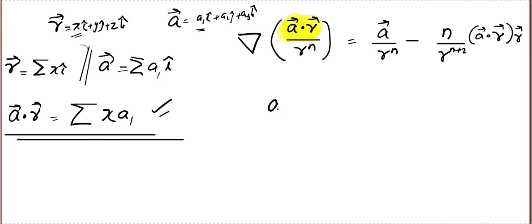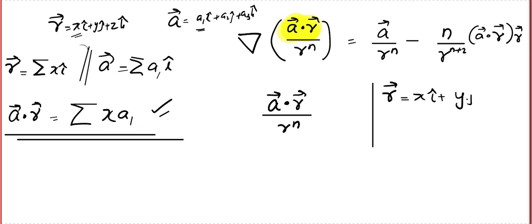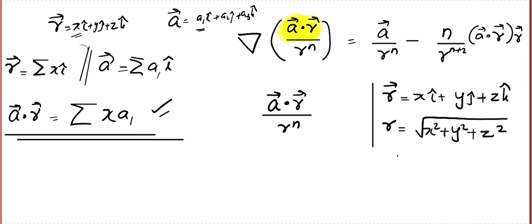Okay, now we have to find A dot R by R power n. Look at this. The denominator is a scalar function. In yesterday's video, I told you the vector R is xi plus yj plus zk. And if you simply write R, it stands for the modulus. And the modulus is given by root under x square plus y square plus z square. So R square is equal to x square plus y square plus z square.